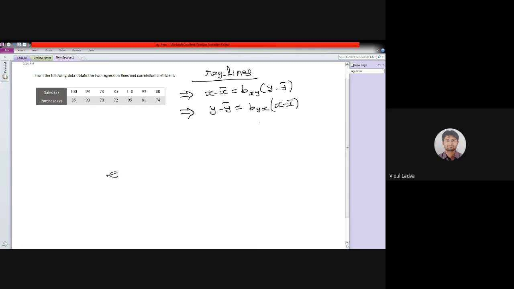So this is what we are looking for, and in addition we also need the correlation coefficient. The correlation coefficient we are used to denoting with r. So instead of r, if I write rxy, it's totally fine.